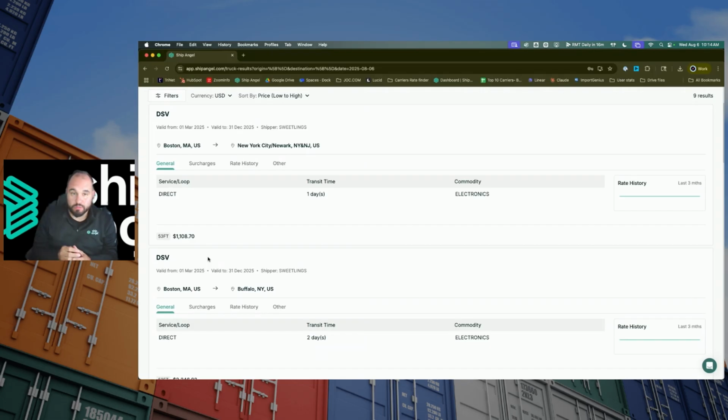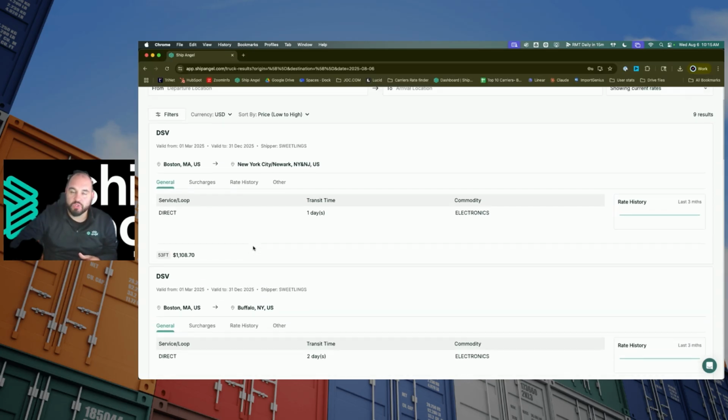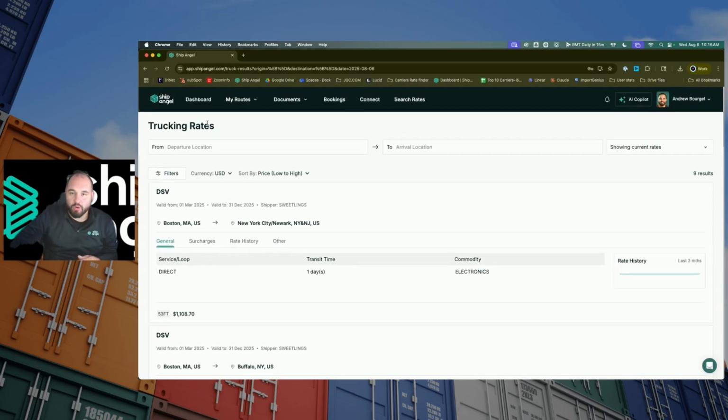You don't need two systems because one person does air freight and one person does ocean freight. All of this can live inside one platform, one single source of truth for your entire organization.